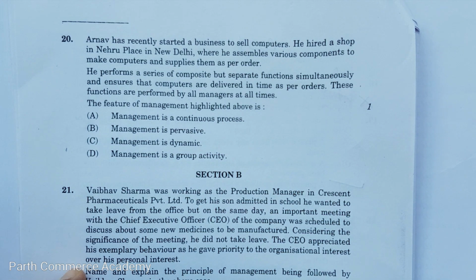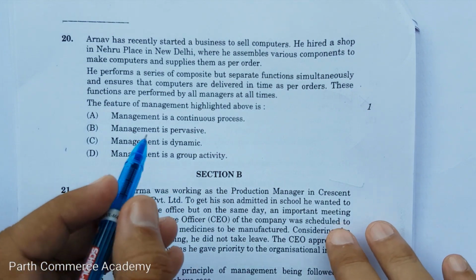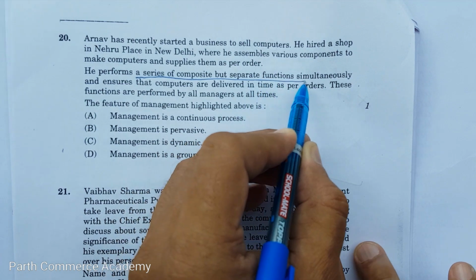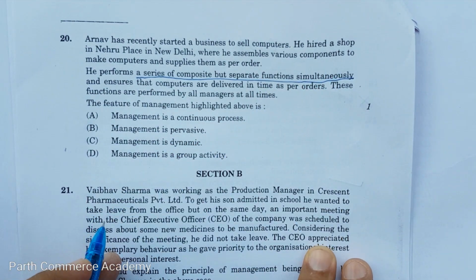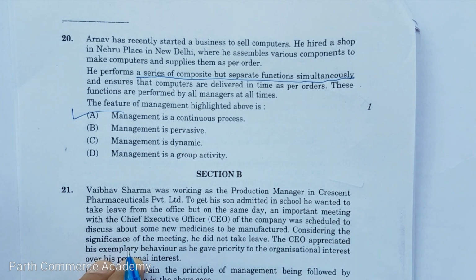So all these functions are there, but here when we see, he is performing a continuous, see here the words are the series of composite but separate functions simultaneously. So that's why it is saying that management is a continuous process.